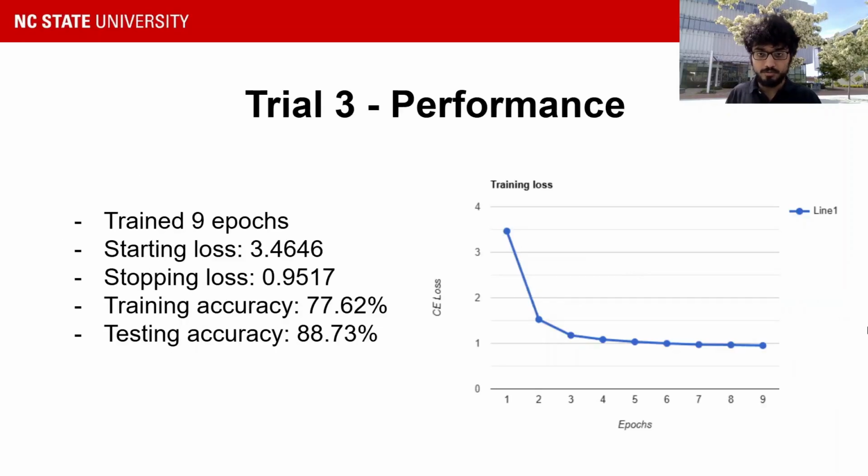This model takes a very long time to train. Each epoch took around 10 minutes, so we decided, okay, let's just run this for around 9 epochs, 90 minutes. We started with a loss of around 3.4, and by the end of it, it came to around 0.95, which is pretty good. And our results were also very, very positive. We had a training accuracy of around 77% and a testing accuracy of 88%, much, much better than the 5% that we had started with.